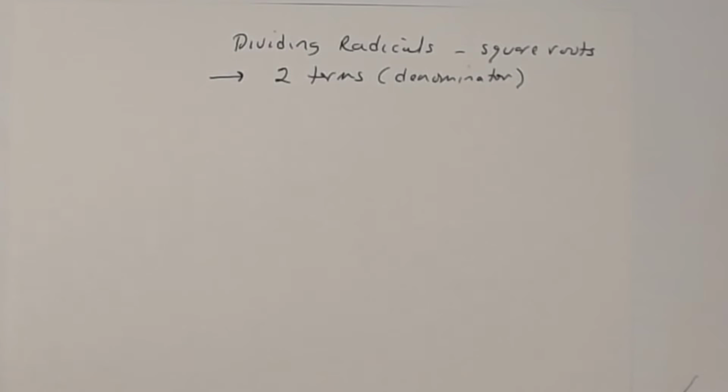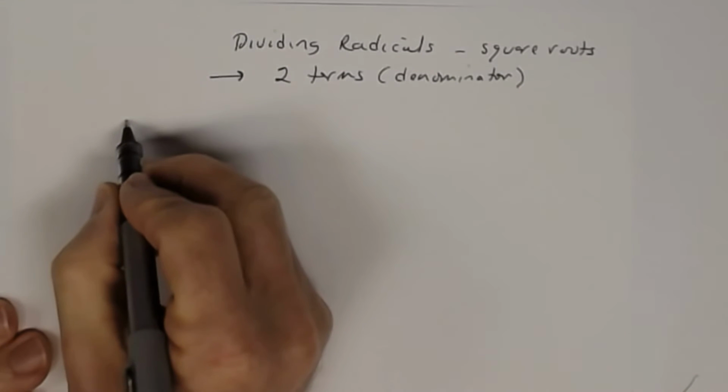Okay, so we're going to continue our study on dividing radicals, and again, we're focusing on square roots. And in this lesson, we're going to look at problems where the denominator has two terms instead of one. So let's review something from a previous lesson.